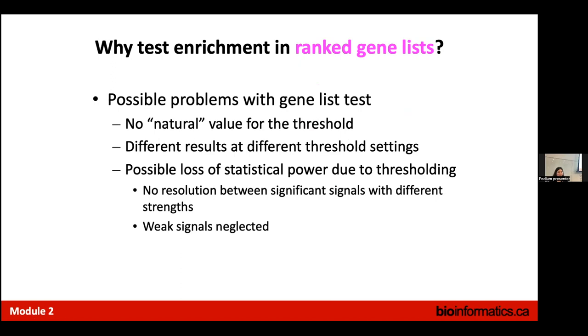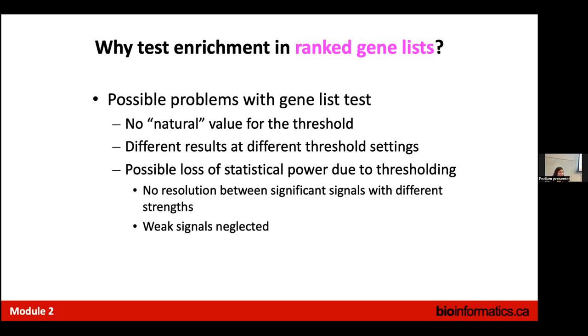So why test enrichment in a ranked gene list? It's to avoid the problem of selecting the genes using an arbitrary threshold. If you have a differential expression analysis and you want to select your genes, if you select your genes in a very stringent way, what's going to happen is that you're going to lose a lot of information.